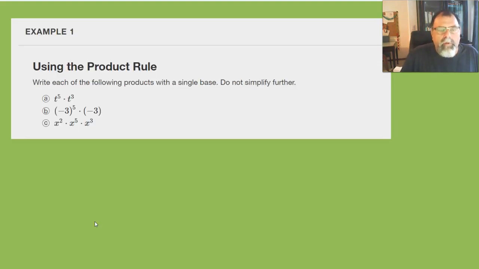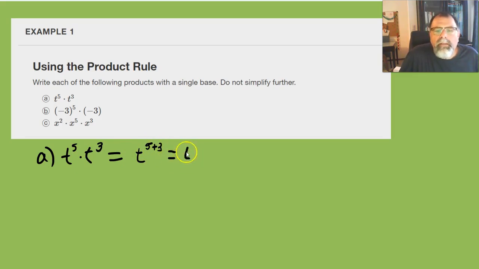Let's look at example 1 using the product rule. Write each of the following products with a single base. Do not simplify further. Alright, so the first one, t to the fifth times t cubed, is basically like the example I just showed you, but instead of a, it's t, right? And you don't have to show all that extra work that I did. You're just going to use the product rule, where if we're multiplying with the same base, you add the exponents. And of course, once you get practice at this, you don't have to show that step. You just do it in your head, 5 plus 3 is 8. And then that's our final answer.